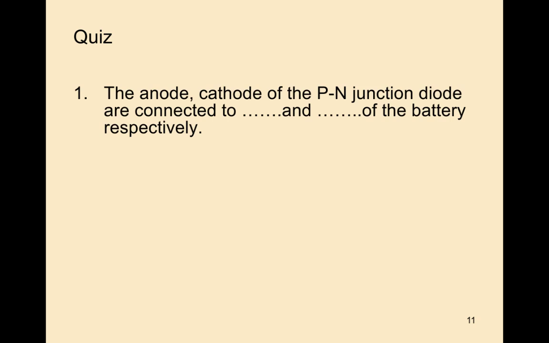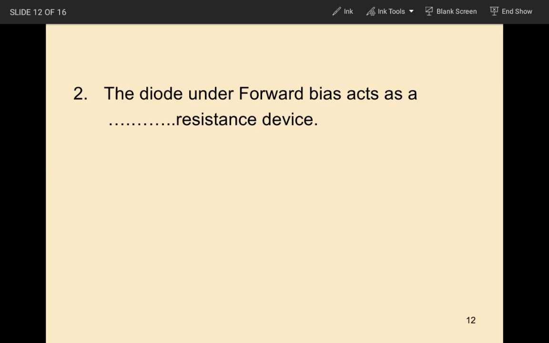First question: the anode and cathode of a p-n junction diode are connected to dash and dash of the battery respectively. The anode is connected to the positive terminal and the cathode is connected to the negative terminal of the battery. So the correct answer is positive and negative. That means the anode is connected to the positive terminal of the battery, and the cathode is connected to the negative terminal. Next question.